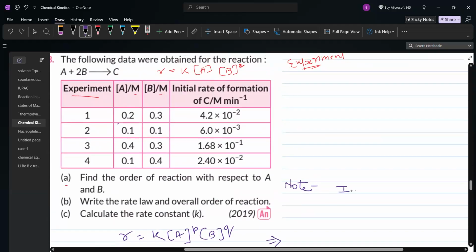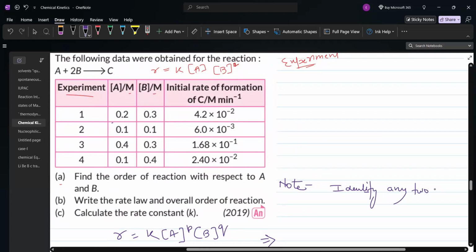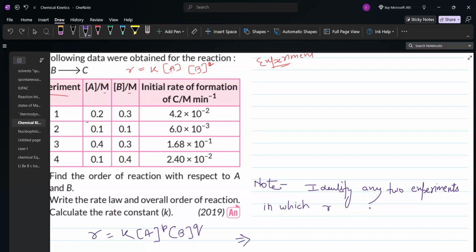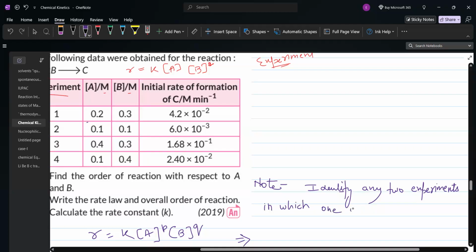So identify any two experiments in which one of the reactants, not all reactants, is constant.